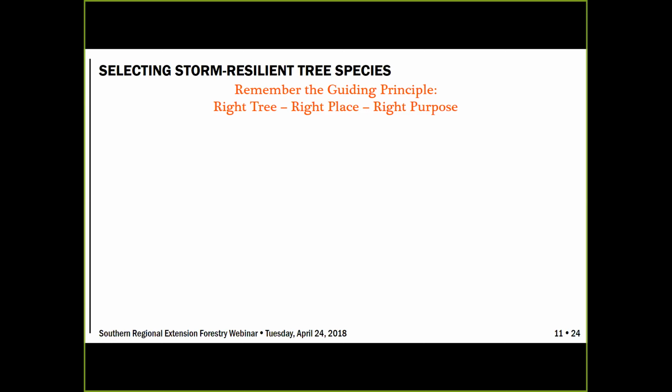While I'm reluctant to provide a list of tree species that are considered to be storm resilient, because these lists are always incomplete and they often end up being ripe for debate, I thought it might be appropriate to provide some recommendations of tree species that have proven to be storm resilient in the southeastern and the mid-Atlantic United States based on my review of literature as well as some of my personal observations.